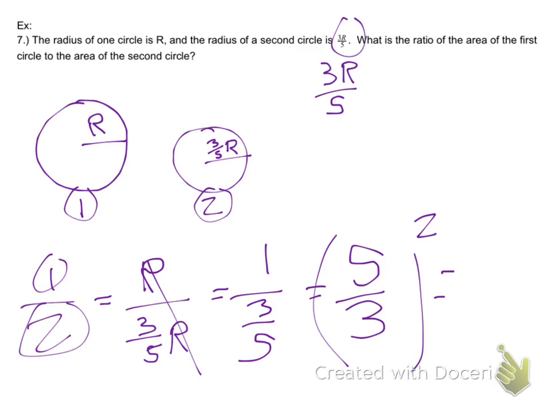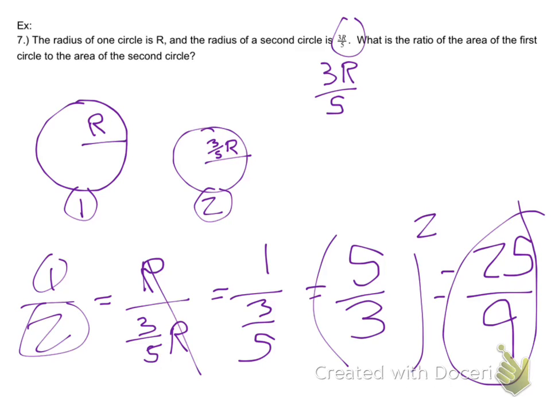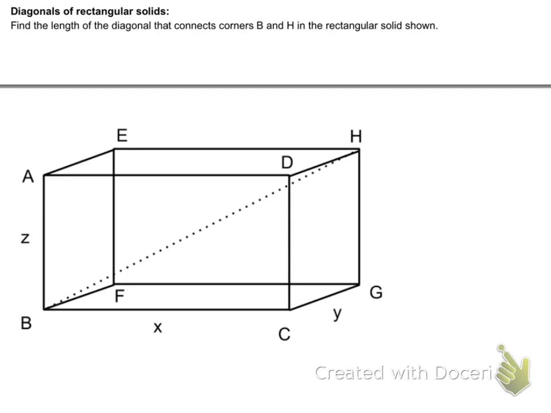And so the ratio of areas happens to be 25 to 9. Done. Guys, this problem can be done very quickly or take a really long time.